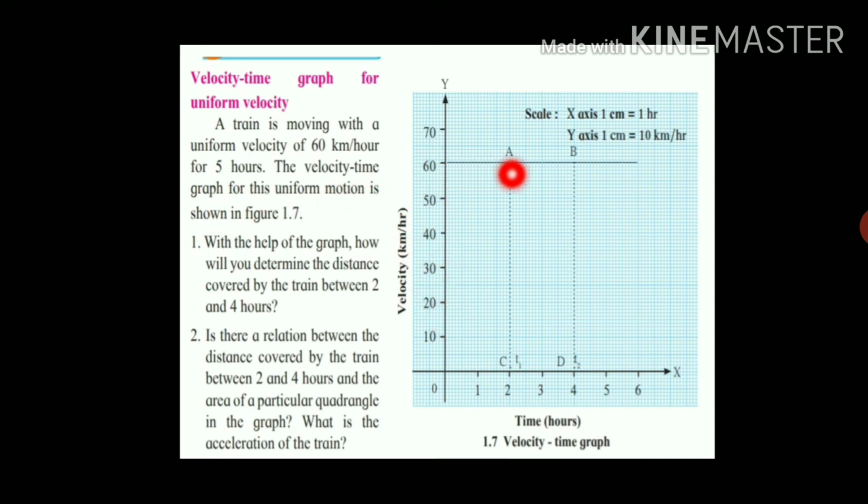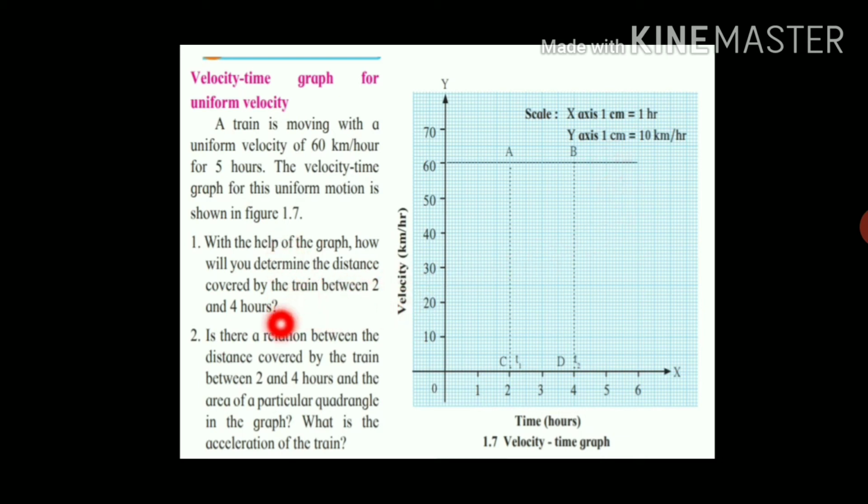Already a graph is given. This is uniform motion, meaning in each 1 hour the train covers 60 kilometers. After the second hour it covers a total of 120 kilometers. After the fourth hour it covers 240 kilometers, and after 5 hours the train covers a total of 300 kilometers.